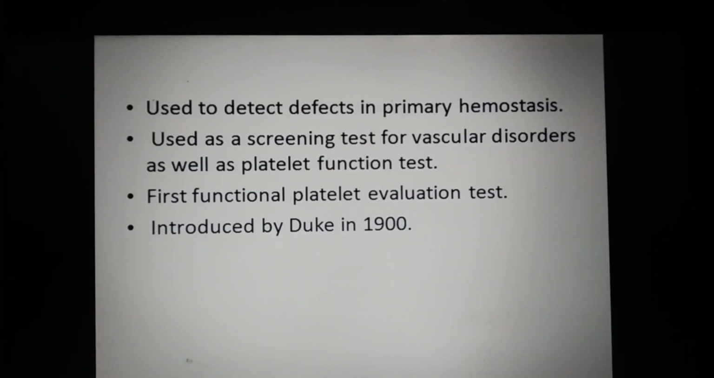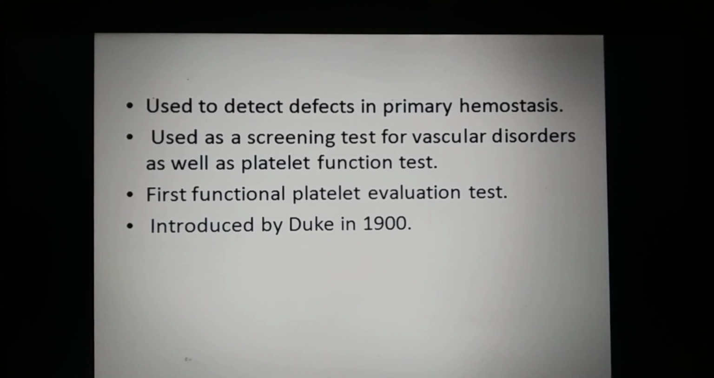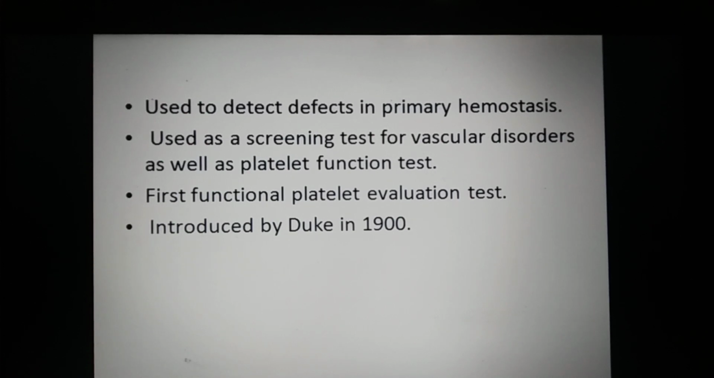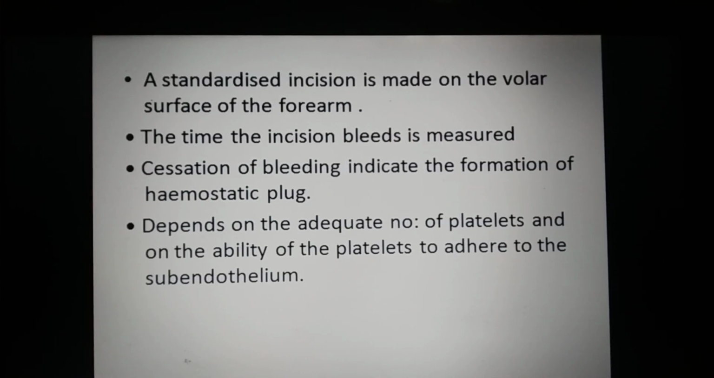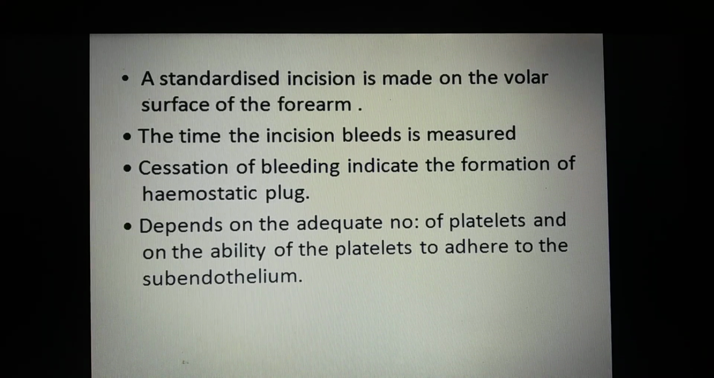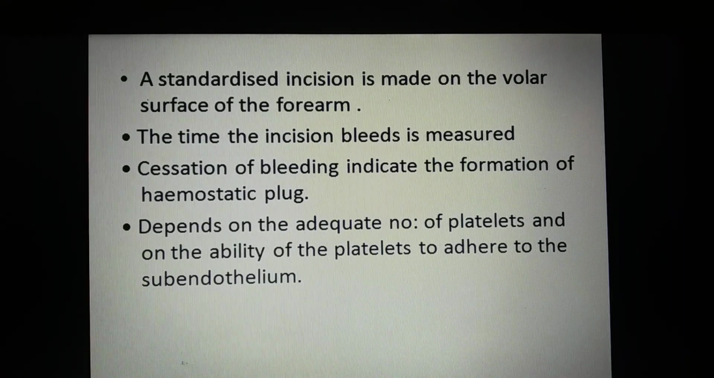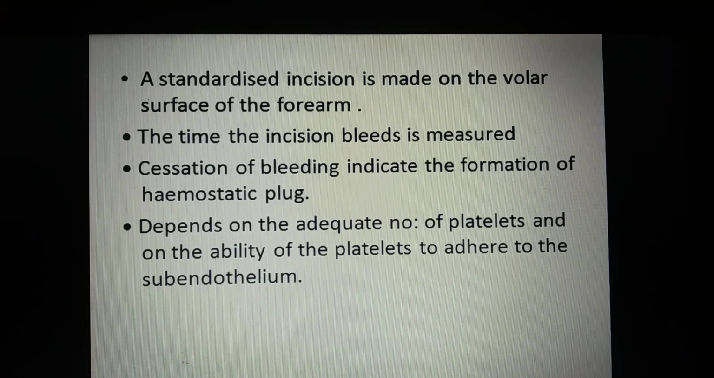Now come to bleeding time, the main topic. Bleeding time is used to detect defects in the primary hemostasis. It is also used as a screening test for vascular disorder as well as platelet function test. It is the first functional platelet evaluation test introduced by Duke in 1900. A standardized incision is made on the volar surface of the forearm, and the time the incision bleeds is measured. Cessation of the bleeding indicates the formation of hemostatic plug.